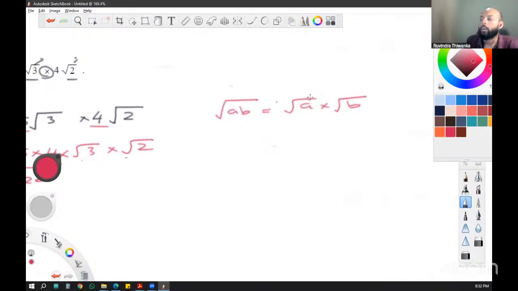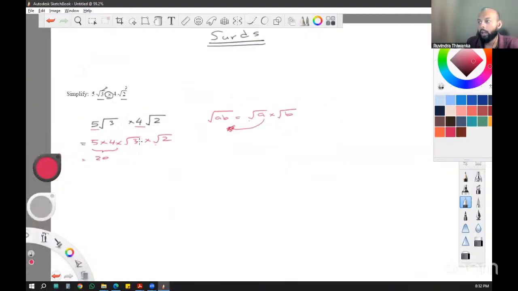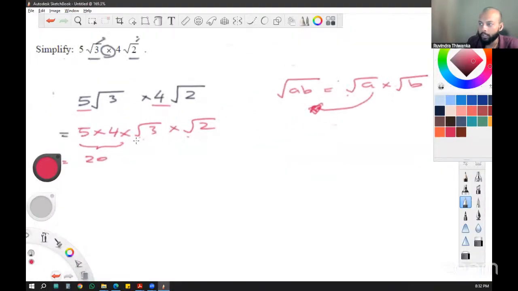So vice versa, we can write it from the opposite side also. Like root A into root B gives root AB. If you use the same theory here, root 3 into root 2, I can write it as 3 times 2, right? Then I can write the whole thing as 3 times 2 is 6. Simplify. So I simplified it.